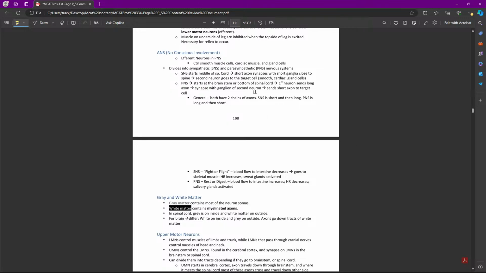Generally, both have two chains of axons, with the sympathetic being short then long. Parasympathetic is long then short. We already talked about this.